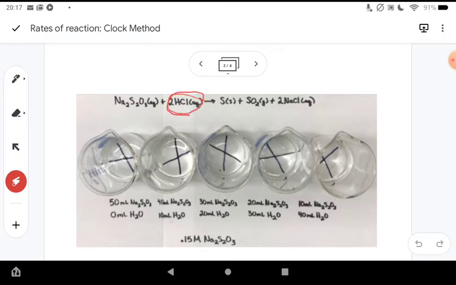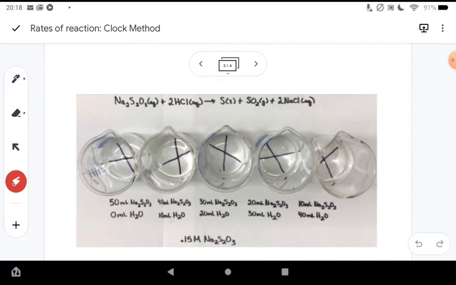When you mix it with acid, it goes cloudy. It forms a sulfur precipitate. That sulfur precipitate blocks out the cross, and once you cannot see the cross, you stop the stop clock. You can start them all at the same time, or you can do them individually, but once you mix the acid and the sodium thiosulfate together, you start the stop clock. Once the cross has disappeared, you stop the stop clock, and then you record the amount of time it took to make the cross disappear. And it should take longer as the concentration decreases.